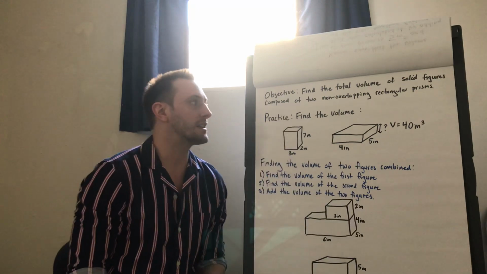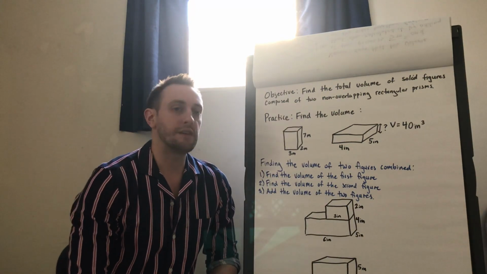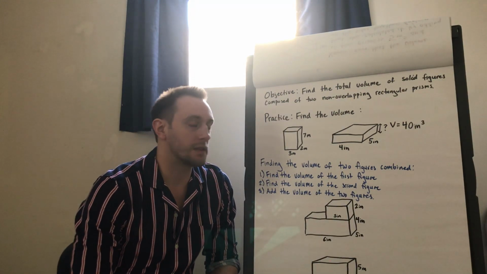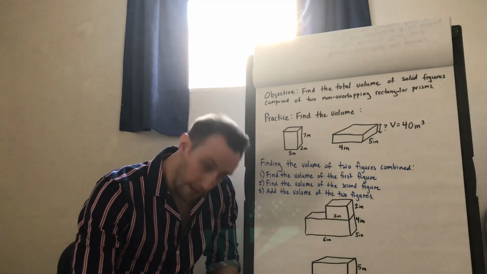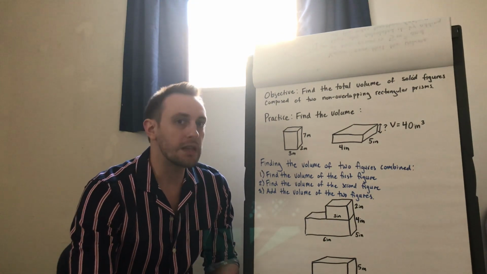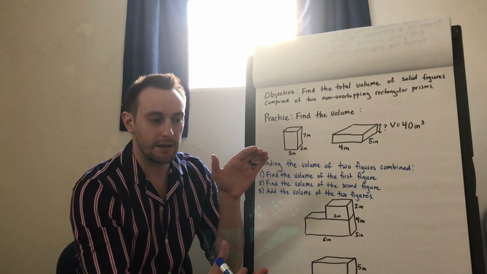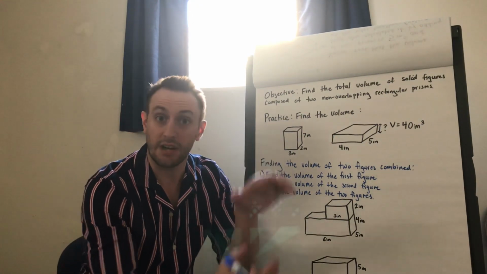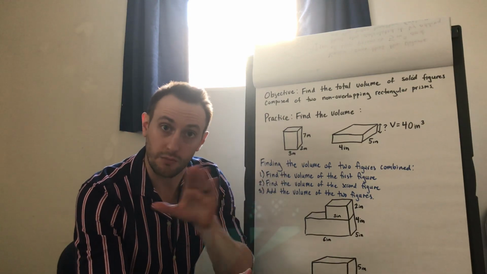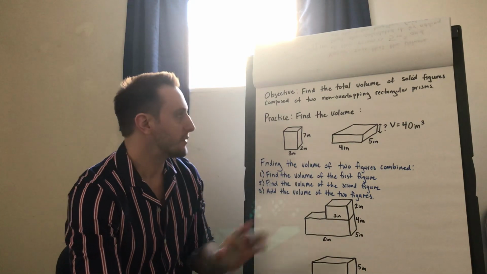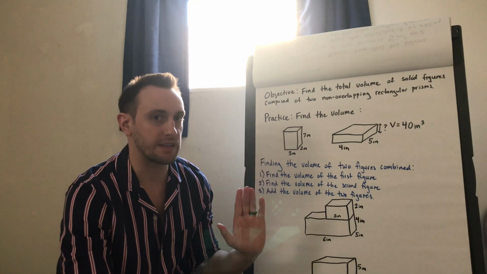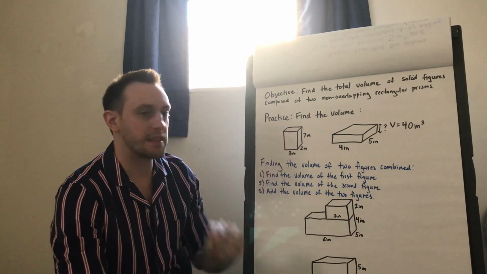Today we're going to be finding the total volume of solid figures composed of two non-overlapping rectangular prisms. That's a lot to say. Really what that means is that we're going to be finding the volumes of two objects or figures stuck together. Okay? And again, you'll see what I mean. But in the meantime, let's have a little practice first. So let's find the volume.